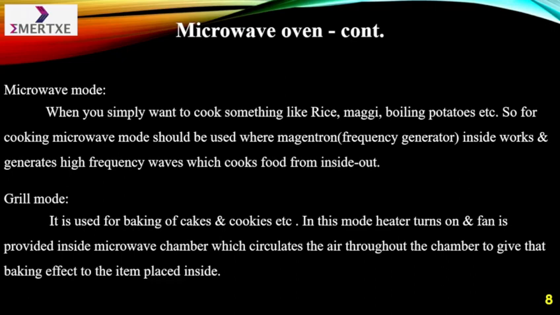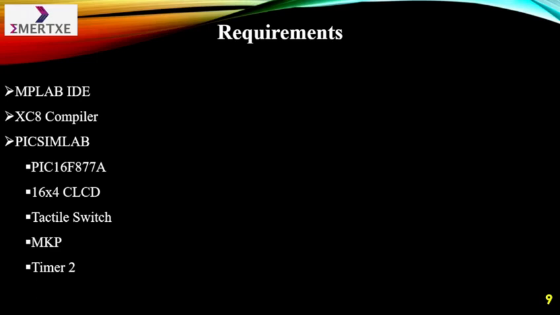Grill mode. It is used for baking cakes and cookies, etc. In this mode, the heater turns on and a fan is provided inside the microwave chamber which circulates the air throughout the chamber to give that baking effect to the item placed inside. The requirements of this project can be explained by my teammate Akash.